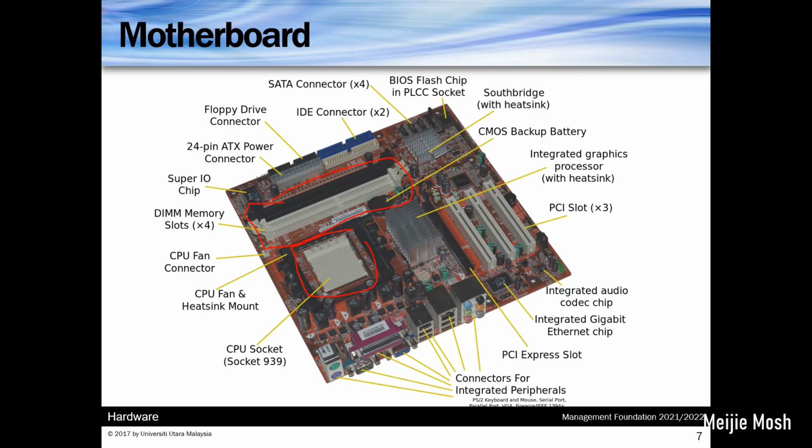So the motherboard provides ports to attach the floppy drive. For the floppy drive we can see the floppy drive connector. Hard drive: there are 2 ports for the IDE hard drive, 2 IDE connectors. Or if you have a SATA hard drive, we have 4 SATA connectors. And the optical drive via ribbon cables.